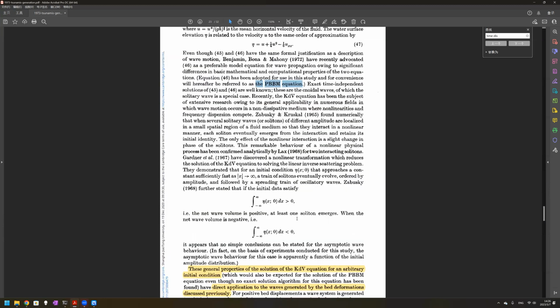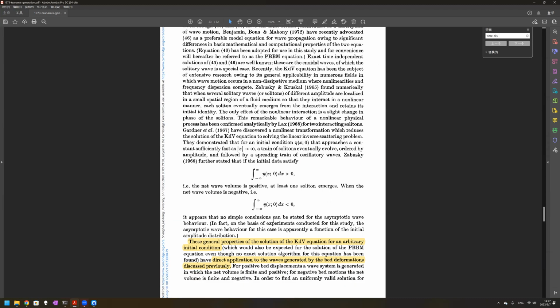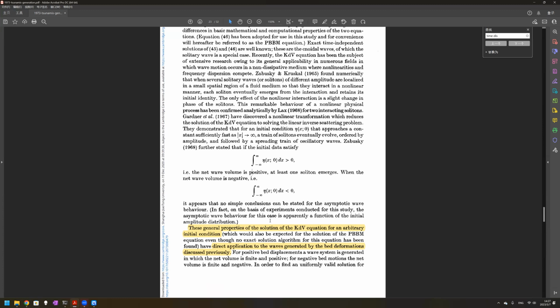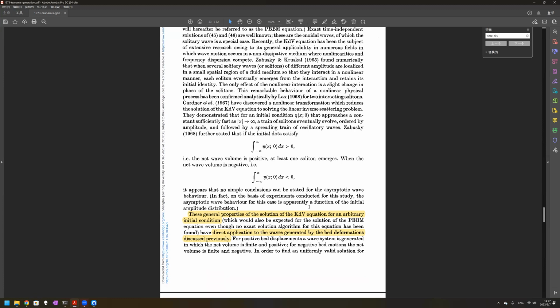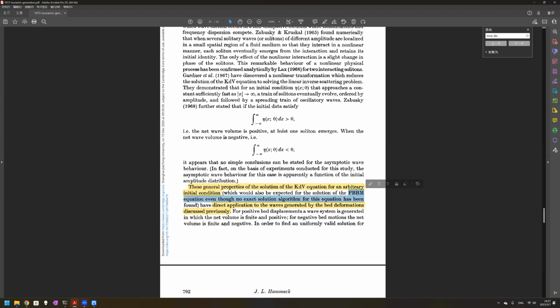So these are the conditions of settings of using it. So integrating on X is about the total net wave volume from the far left end to the far right end, and positive and negative imply net positive volume and net negative wave volume, which is critical in using the BBM equation, because in the end, the conclusion is that only the positive net volume can be applied with it.